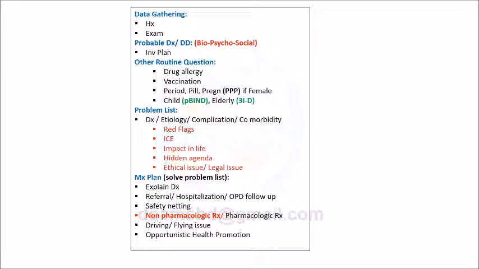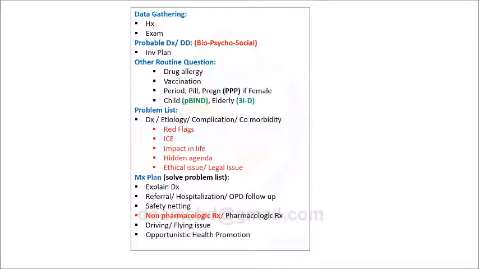Now you created the problem list already according to the biologic, psychologic, and the social issues. Then you will give a management plan according to the problem list. Sir, can you give an example of how to make a diagnosis with the biopsychosocial model? If our diagnosis is diabetes, I will give you some scenario of the exam.